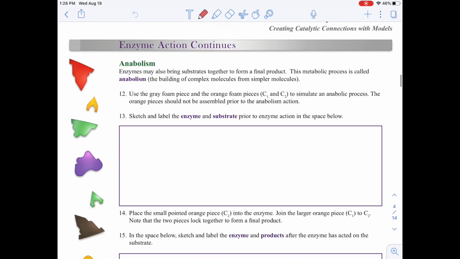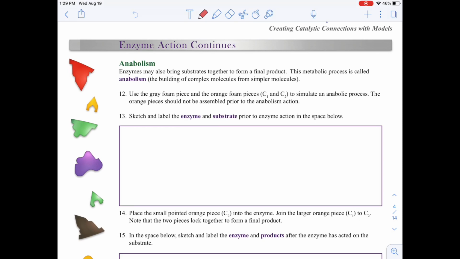All right, moving along. Anabolism, or anabolism. You can say it however you want. Enzymes may also bring substrates together to form a final product. This metabolic process is called anabolism, the building of complex molecules from simpler molecules. So this is when you take two smaller pieces and put them together and make a big piece. Use the gray foam piece and the orange foam pieces to simulate an anabolic process. So anabolic is when we're building. The orange pieces should not be assembled prior to anabolism action.